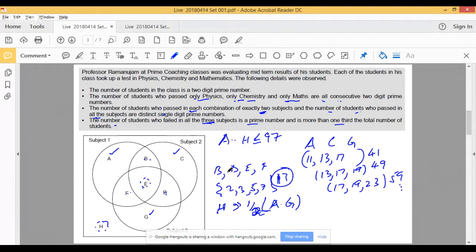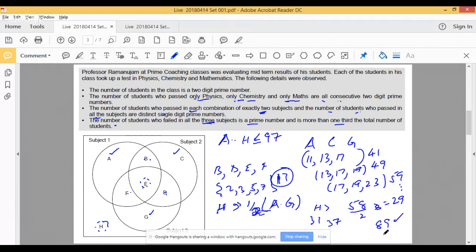So if I add A to G completely, A, B, C, D, E, F, G, right? So this will be the total. If I take 17 and 41, this total will be 58. H should be greater than 58 by 2, which is greater than 29. Now, the first prime after 29 is 31. If I take 58 and 31, I get 89, which is a prime number. The next prime number after 31 is 37.